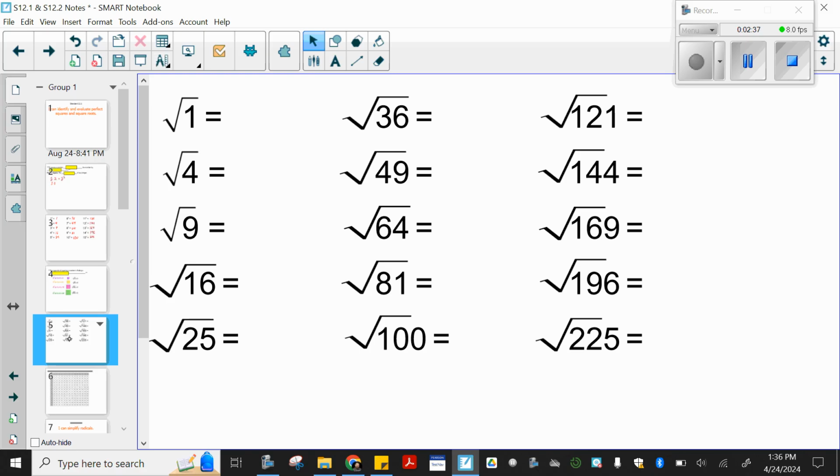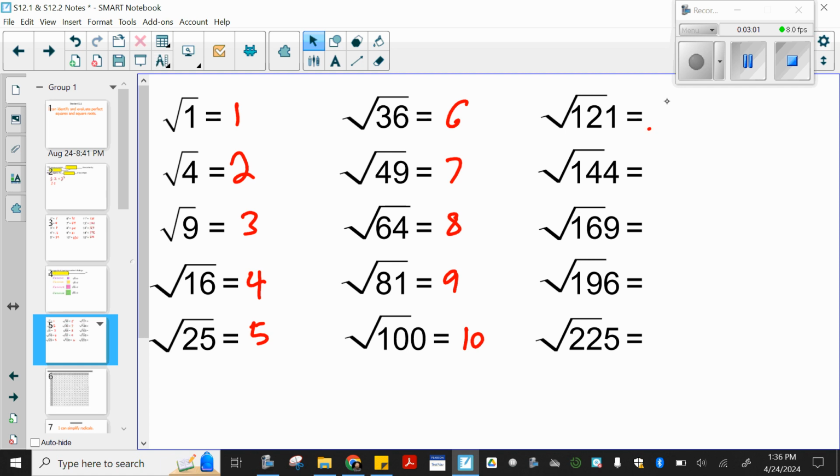Let's just reverse it. So the square root of 1 was 1. The square root of 4 was 2. 9 was our third number. The square root of 9 means it's 3. The square root of 16 is 4. Square root of 25 is 5. Square root of 36 is 6. Square root of 49 is 7. Square root of 64 is 8. Square root of 81 is 9. Square root of 100 is 10.